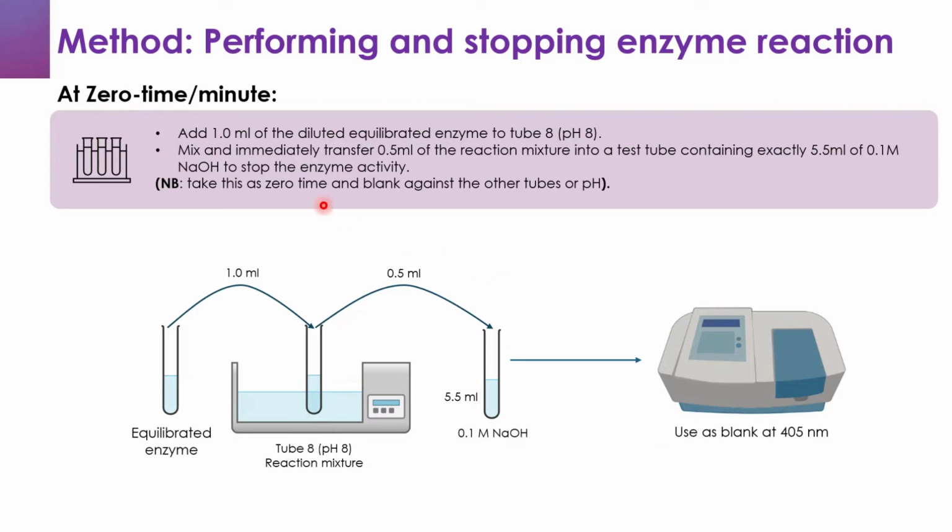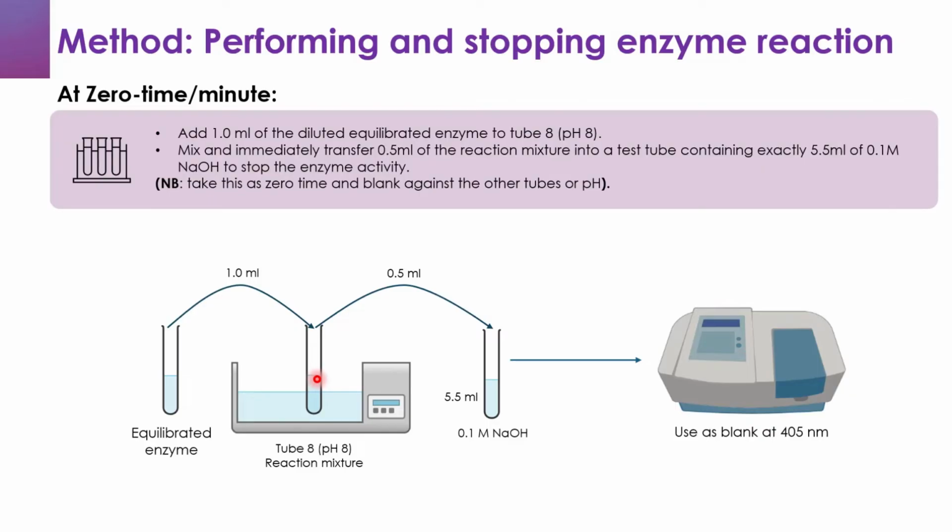So we add 1 ml of the diluted enzyme, which has been equilibrated, to our test tube labeled as 8. And once we add our equilibrated enzyme to this test tube, we now begin with our reaction mixture.